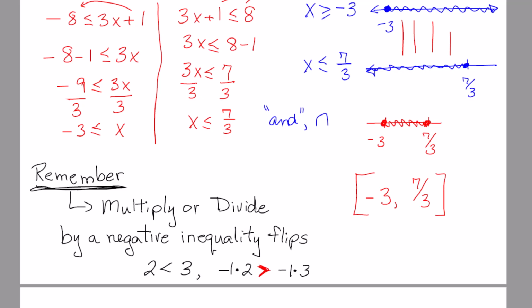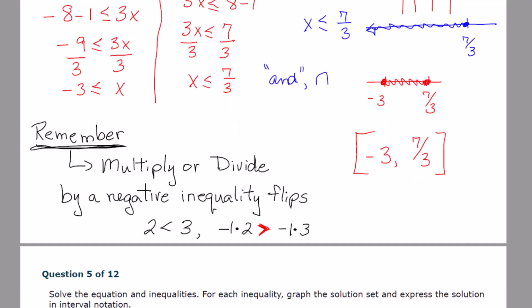All right, some things to remember about inequalities. For example, 2 is less than 3, but if I multiply or divide both sides by a negative, the inequality must flip around to remain true. You can add and subtract negatives, and that will not change the inequality. But if you multiply or divide by a negative, it flips the inequality around.